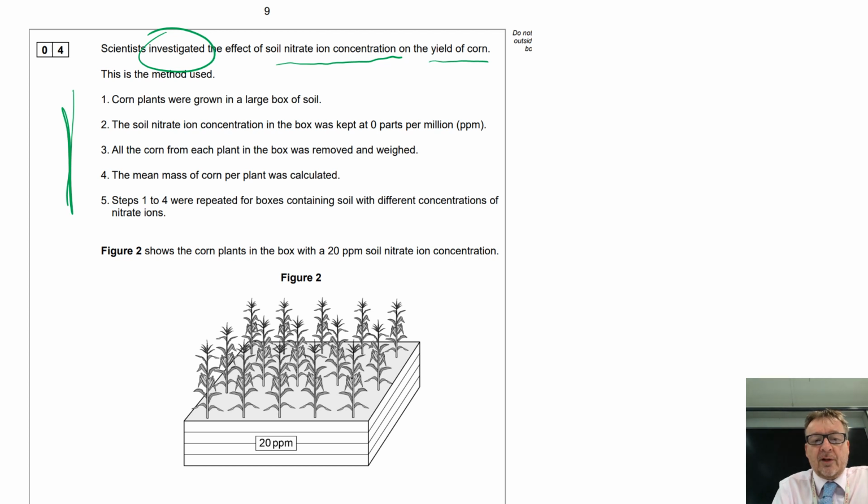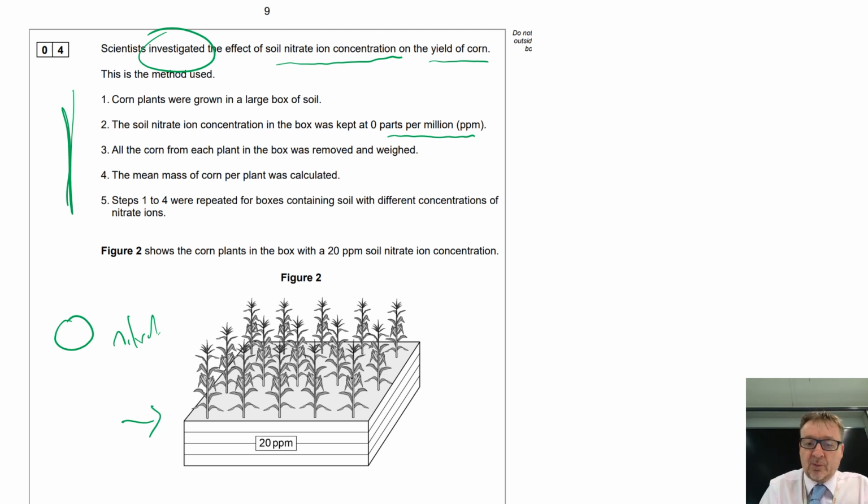Corn plants were grown in a large box of soil. The soil nitrate ion concentration in this box was kept at zero. So that means there is no nitrate ion, zero nitrate, and that's ppm, parts per million. All the corn from each plant in the box was removed and weighed. The mean mass of corn per plant was calculated.